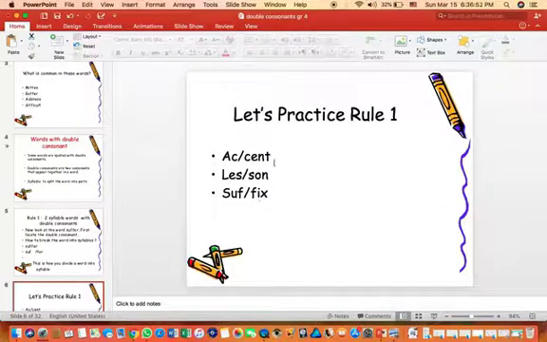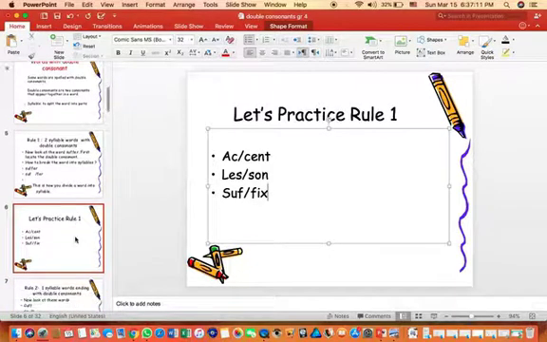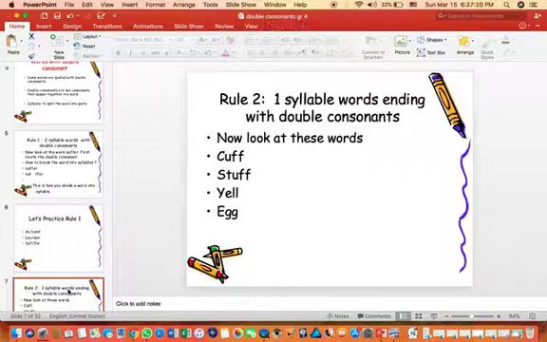How many syllables do I have here? Two syllables. Accent. How many syllables do I have here? Two syllables. Lesson. How many syllables do I have here? Two syllables. Suffix. Now, I think you mastered rule number 1. So, we can move to rule number 2 easily. Now, what does rule number 2 say?